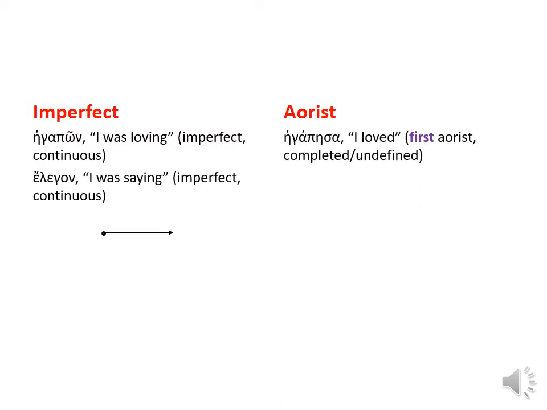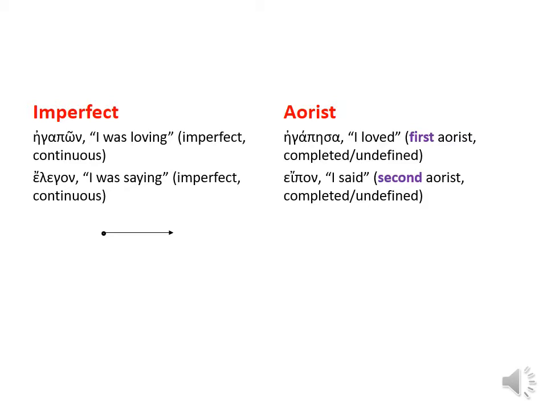The aorist, agapisa, I loved. This is a first aorist, past tense, but simply completed or undefined aspect. The action occurred, but not necessarily continuously. Apon, I said. This is a second aorist form, also past tense, completed or undefined aspect. So notice that there is a distinction here between the first and the second aorist. That distinction is really a distinction in form.